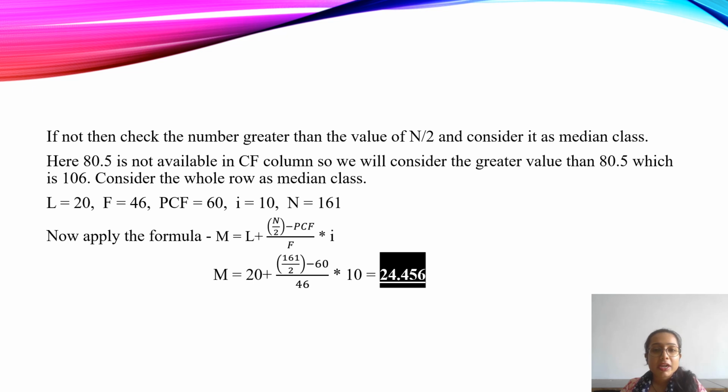After getting all the values, you just have to apply the formula and put all the values in the formula. So you are getting 24.456, which is your median.